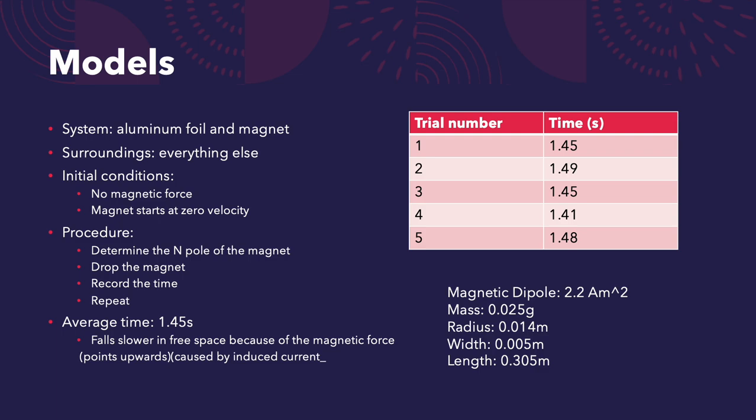Procedure. Determine the end pole of the magnet. Drop the magnet. Record the time. Repeat. The average time was 1.45 seconds. We notice that it falls slower than in free space because of the magnetic force.